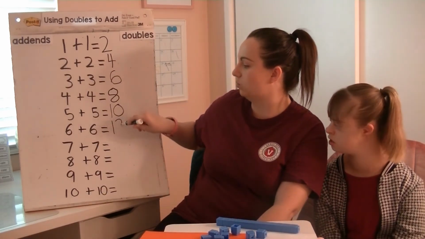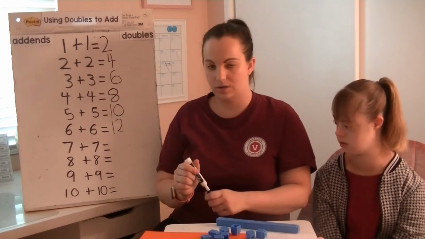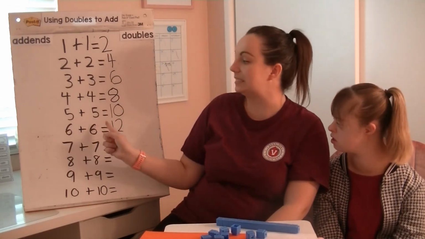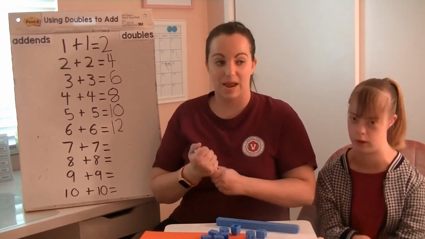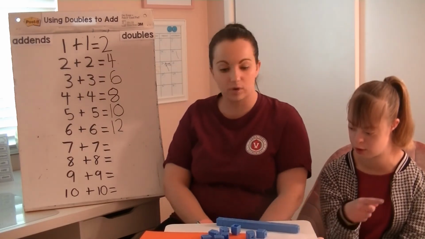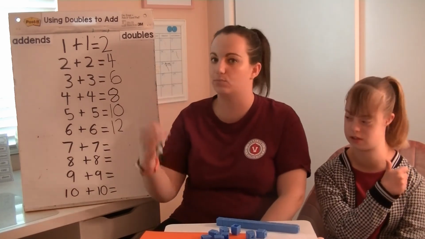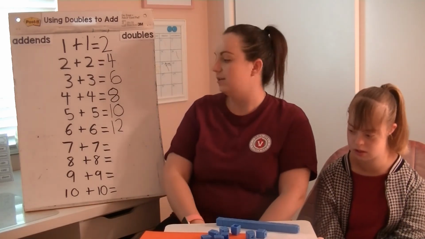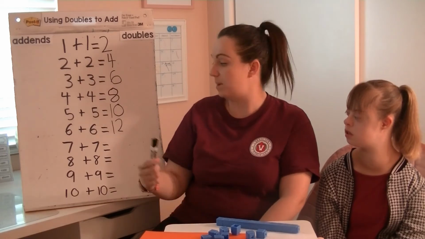Wow. 12. Okay. 6 plus 6 equals 12. Man, we are solving and learning a lot of doubles facts. We're doing a great job. We'll have plenty of time to keep practicing and learning these. Let's go on to our next doubles math fact.